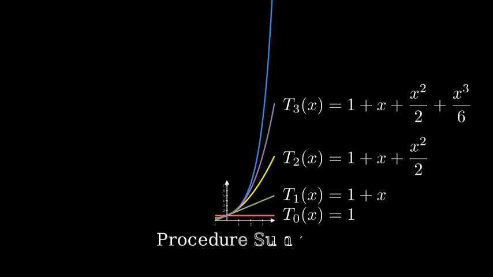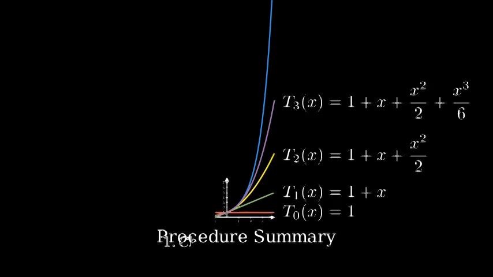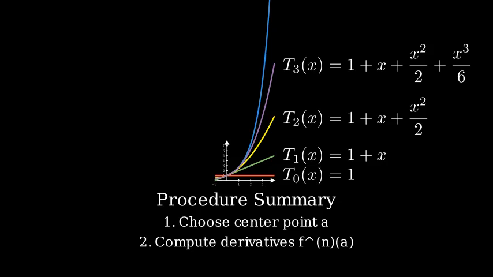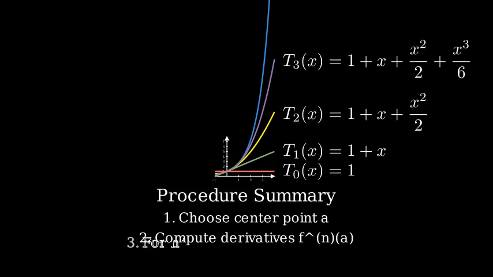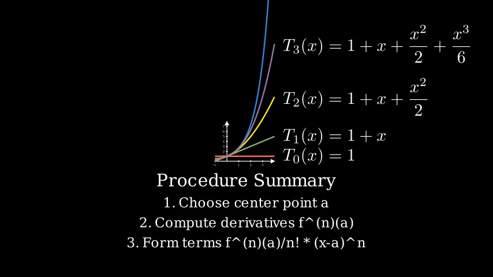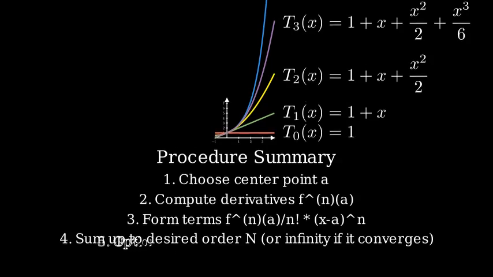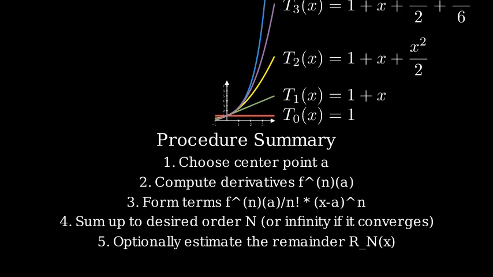Let's summarize the procedure for finding a Taylor expansion. Step 1. Choose a center point a. Step 2. Compute all needed derivatives f superscript n of a. Step 3. Form the terms f superscript n of a divided by n factorial times x minus a to the power of n. Step 4. Sum up to the desired order n, or to infinity if the series converges. Step 5. Optionally, estimate the remainder term to understand the approximation error.